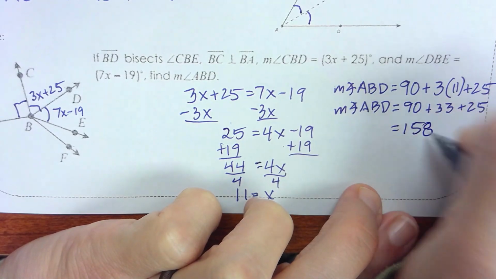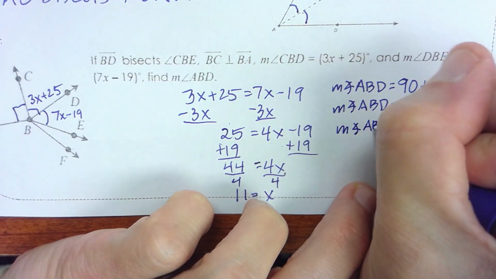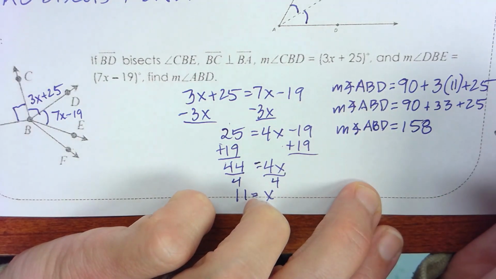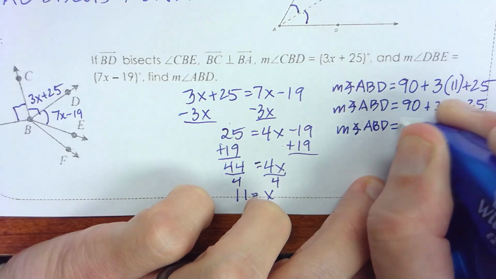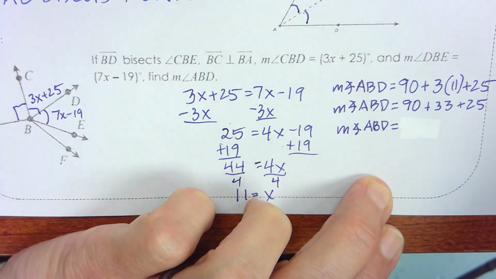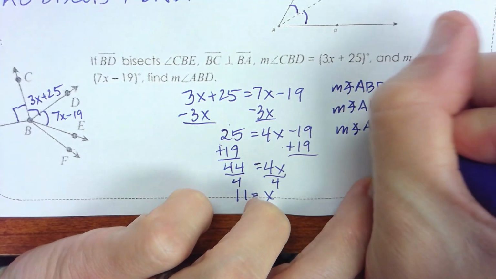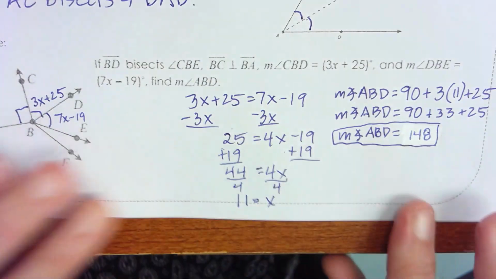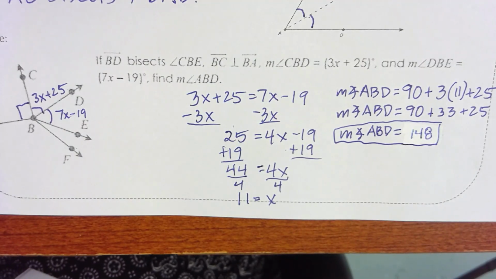How did I do that so quickly? Because I just did this whole paper but forgot to turn the camera on. So, and it's not 158, it's 148. Let's erase. 148. Okay, I like to put that in a nice box to show, okay, that's my final answer because I'm addressing that question. Okay, so that's using angle addition postulate and angle bisectors.